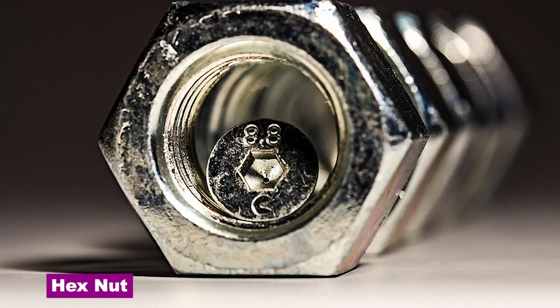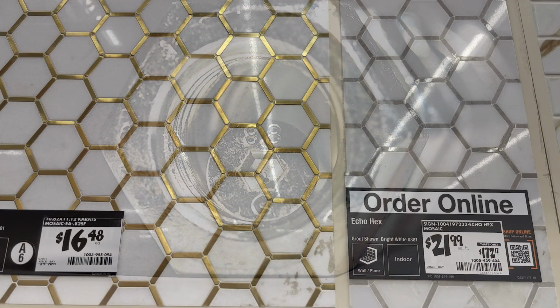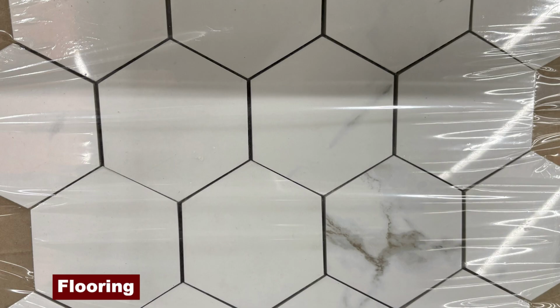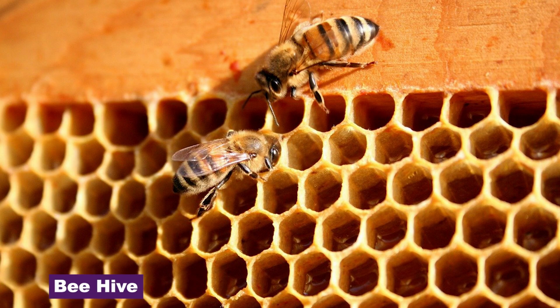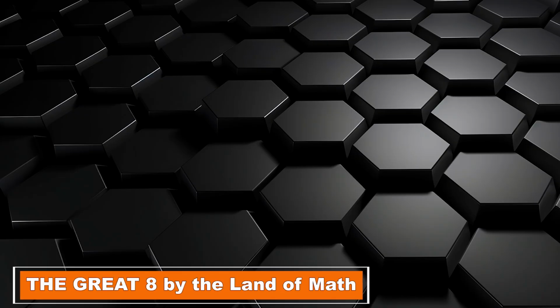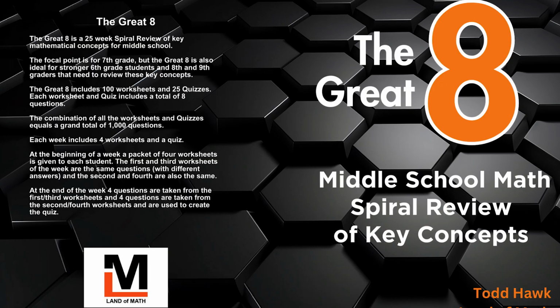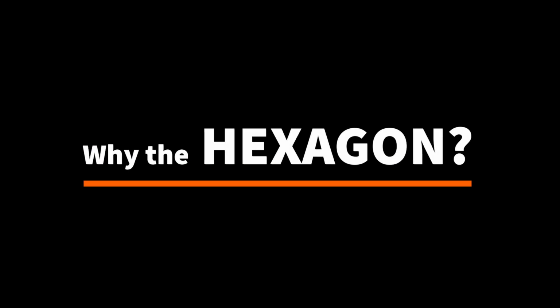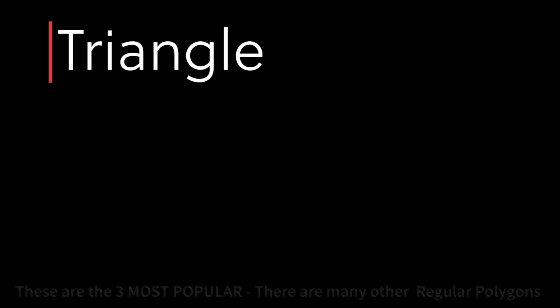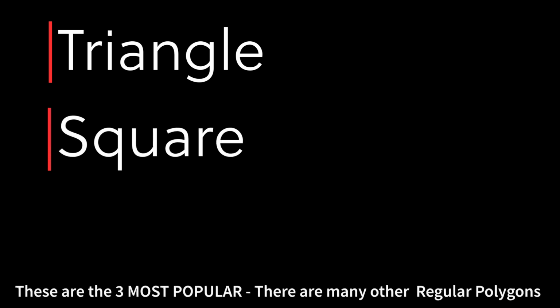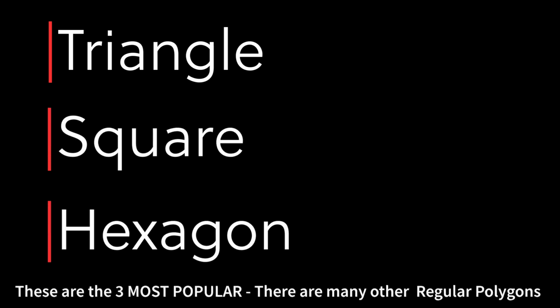The hex nut on a bolt, obviously it's a hexagon. All sorts of different types of flooring use hexagons. Even the bees use it in their hive. When we designed our grade 8 book for the cover, we used hexagons. So why the hexagon? It's all about the angles. So regular polygons, we know all the side angles are the same. And there's basically just three of them. There's the triangle, there's the square, and there's the hexagon.